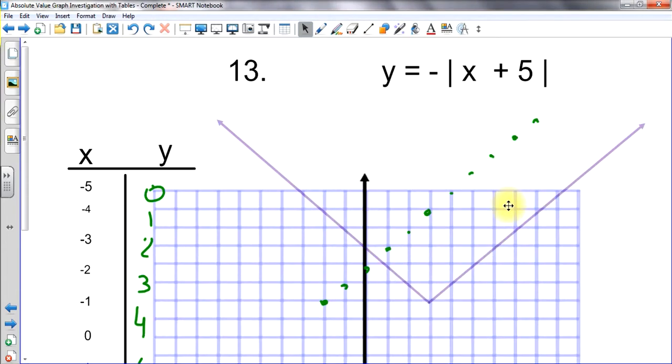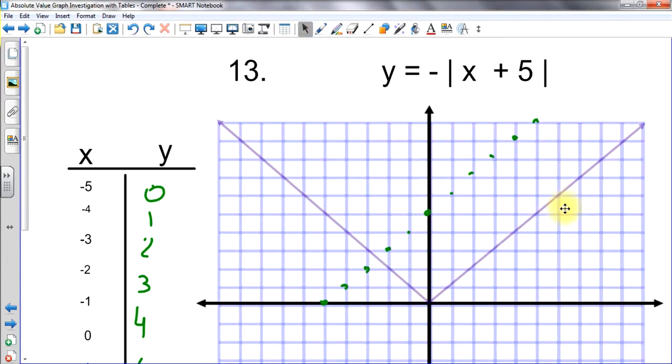So I'm going to get rid of, oops. Well, we'll keep those green points. No, sorry. I'll get the eraser. There we go. All right.